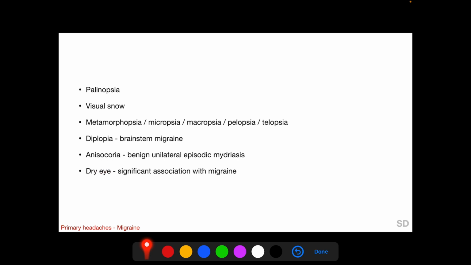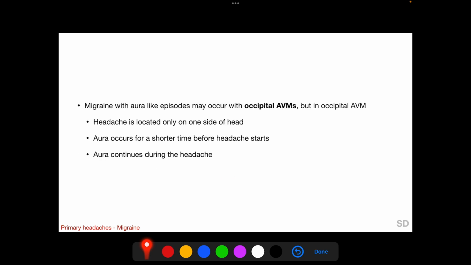Now migraine with aura-like episodes may occur with occipital AVMs. But in occipital AVMs, in contrast to migraine, headache is located only on one side of the head in each episode. The aura occurs for a shorter time than in migraine, and the aura continues after the headache starts.